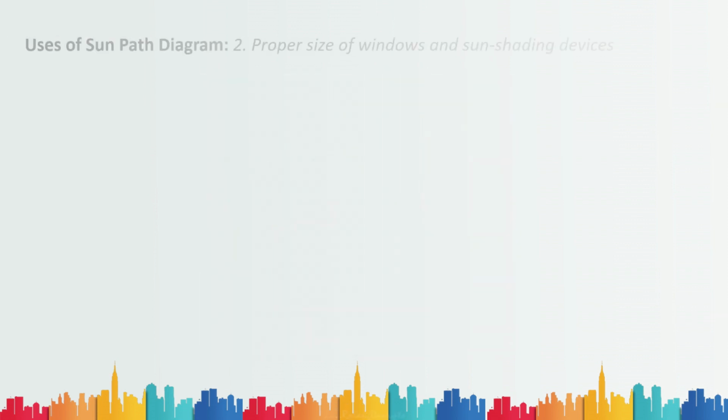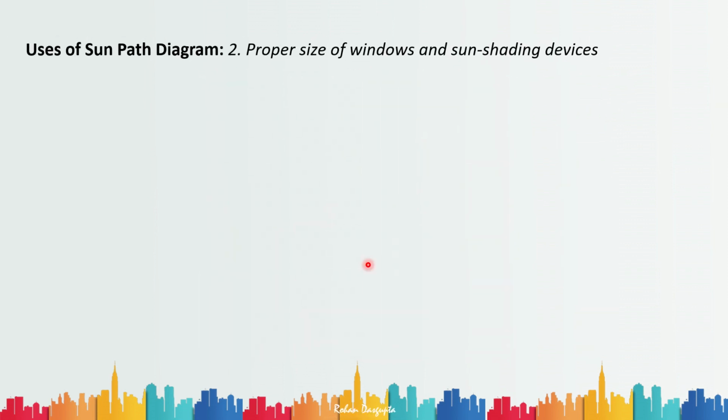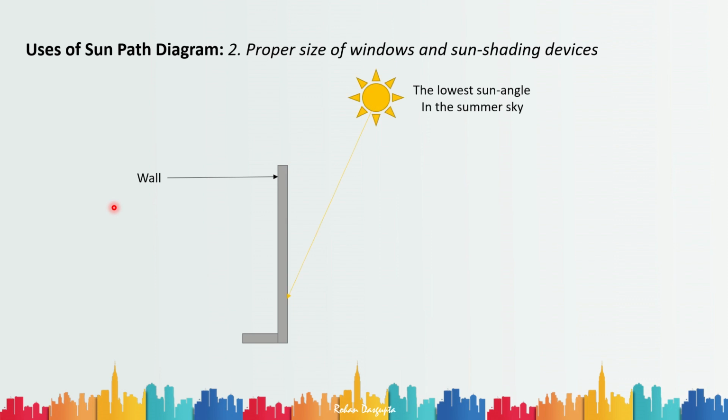Now, the last, more important use of the sun path diagram is to decide the proper size of windows and sun shading devices. Here you see that this may be the wall of a building, okay? And with the help of the sun path diagram, we'll be easily able to know the lowest sun angle in the summer sky, right? When that will happen, it will happen on June 21st. And this is the highest sun angle in the winter sky. This may happen on 21st December. So you have this idea in front of you, right?